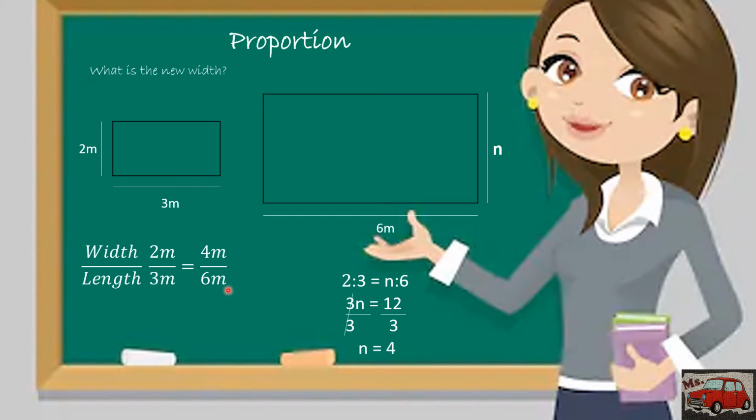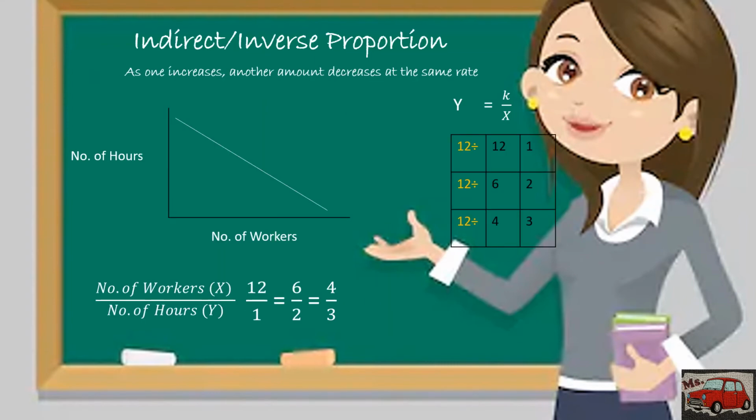Now, if you check it with our cross multiplication, dapat equal yung extreme tsaka mean. So, 2 times 6, that is 12. 3 times 4, that is 12. Okay? Alright, so another type of proportion is indirect or inverse proportion.